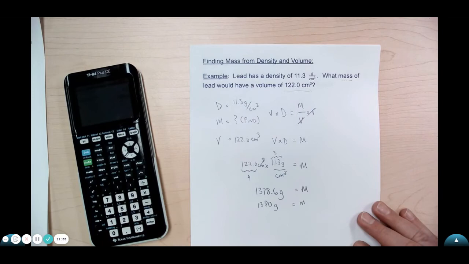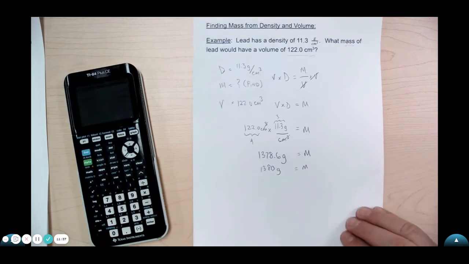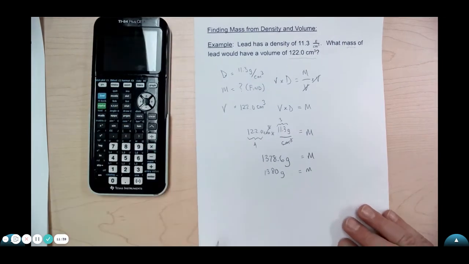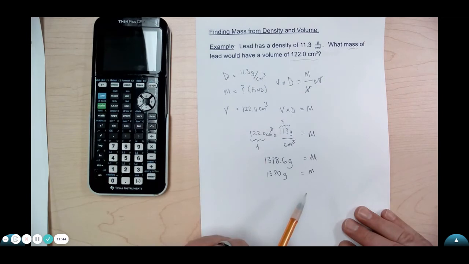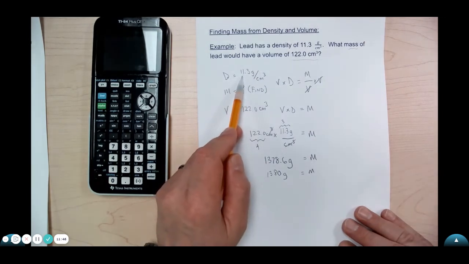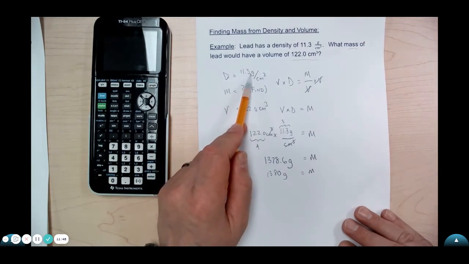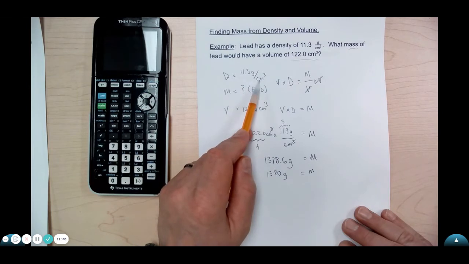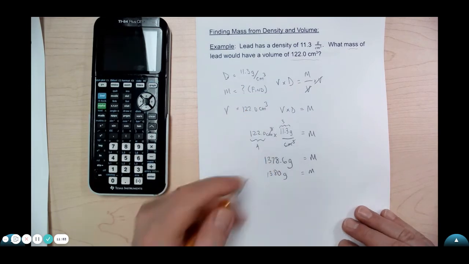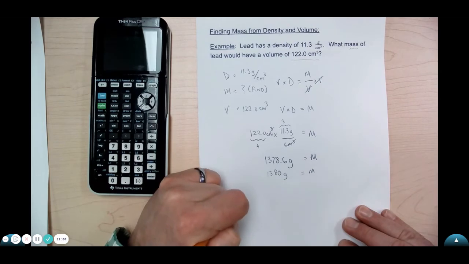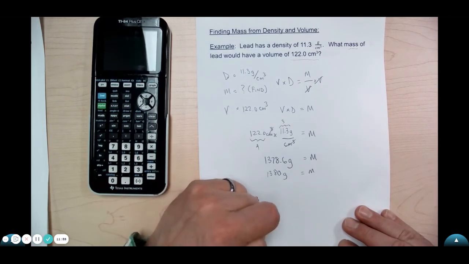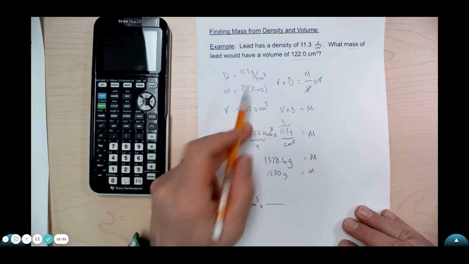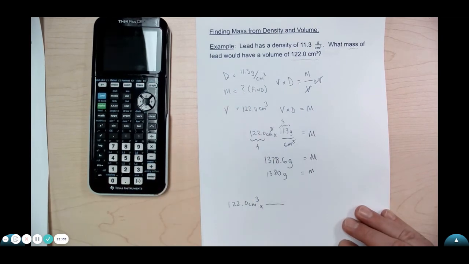I told you I'd give you another way if you didn't like doing this algebraic manipulation up here. Let me show you. This density, you guys, it's almost like a conversion factor, if you will. What this is saying is there's 11.3 grams of lead for every cubic centimeter of lead. So if I just simply write my volume here that I want to turn into a mass, I've got to use this as a conversion factor.